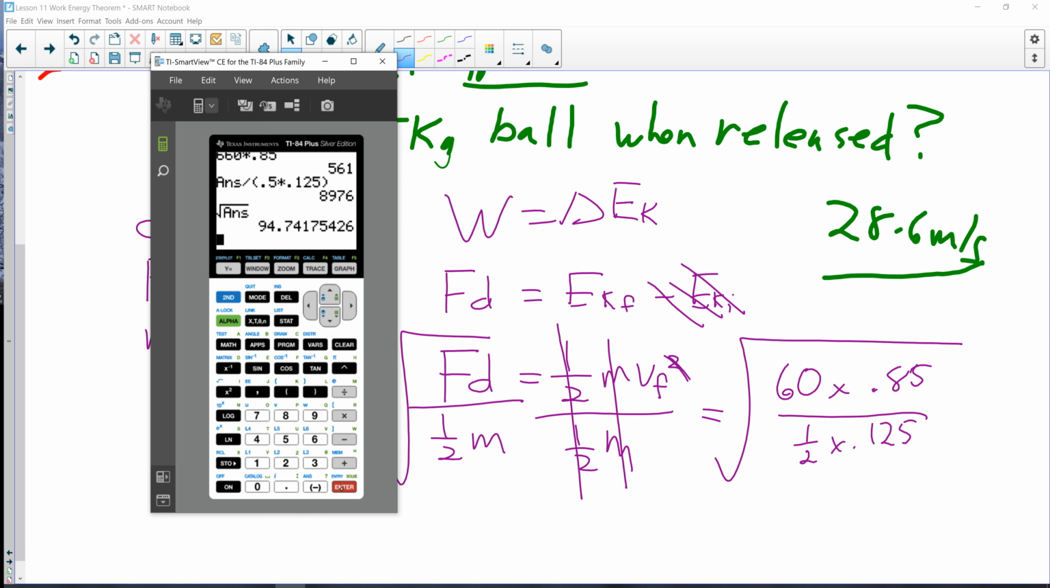Is that ball really moving? I wouldn't want to be in front of that. It's moving at 95 meters per second. That's fast. That would hurt. That's why slingshots are dangerous. You could take your eye out, truthfully.